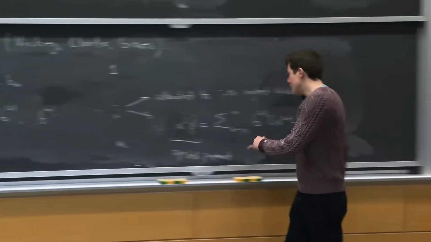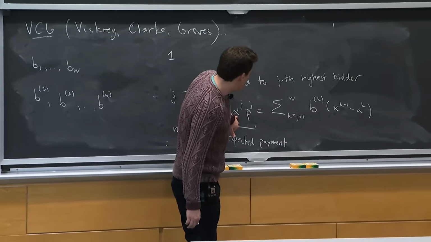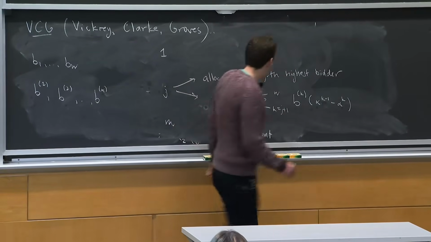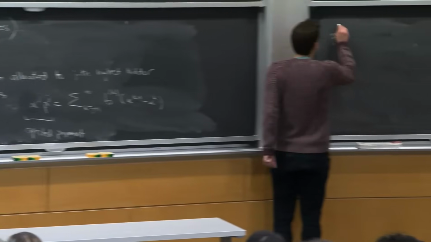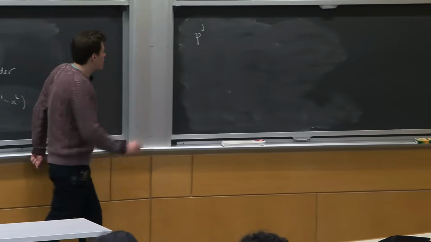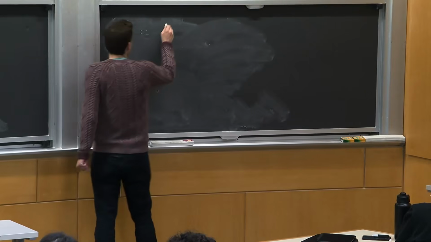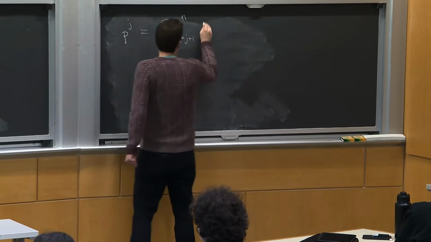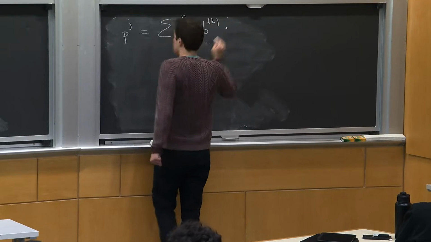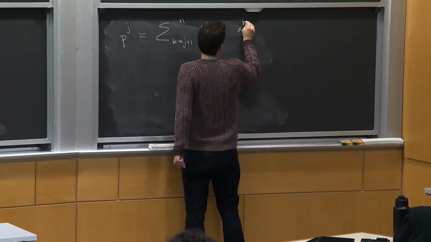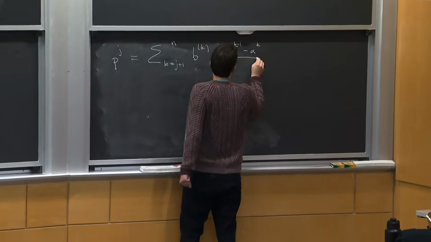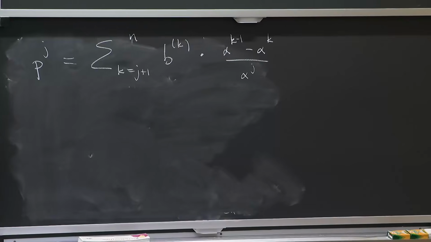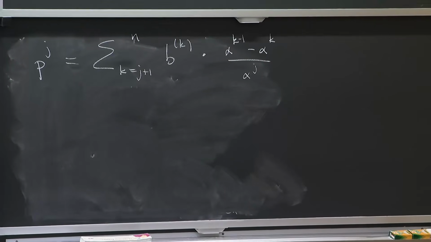Try to interpret this. Let's divide both sides by alpha j. So we're going to see that p_j, the payment per click in the j slot, is going to equal a sum of k equals j plus 1 to n of b_k times alpha_{k-1} minus alpha_k, divided by alpha_j. Good?